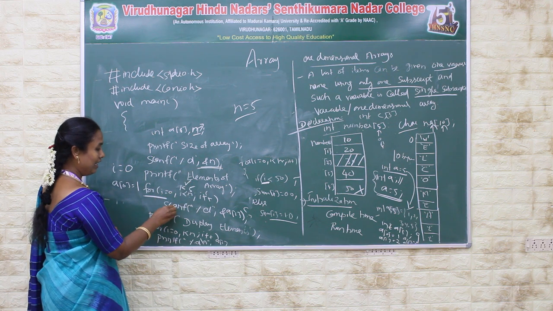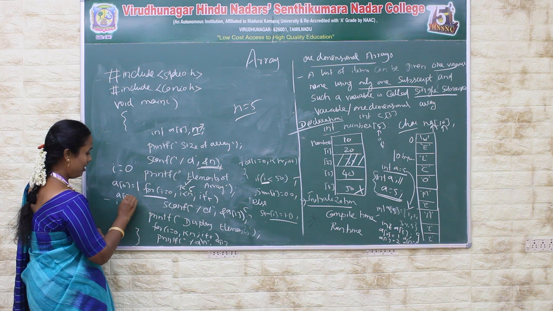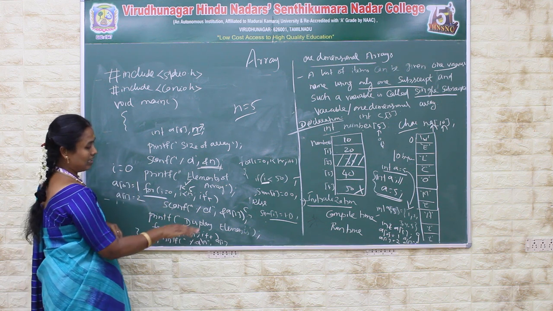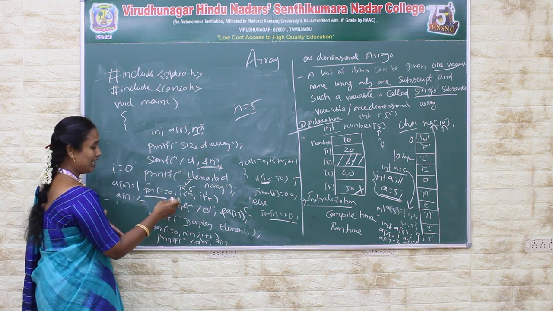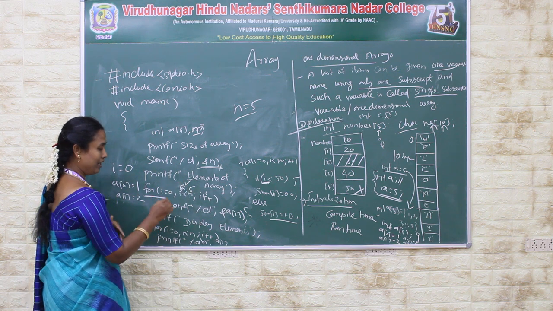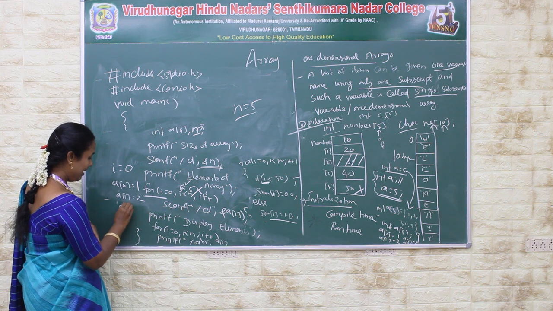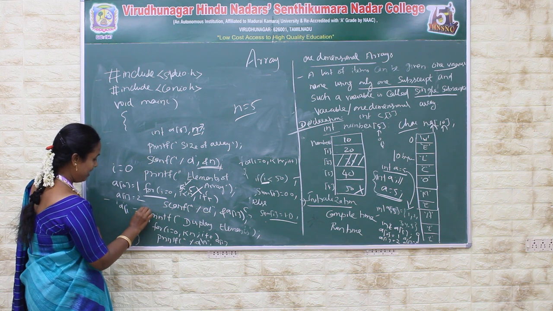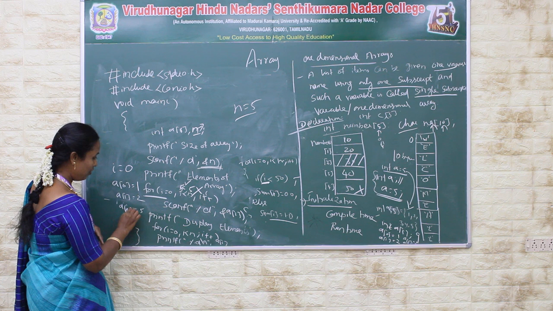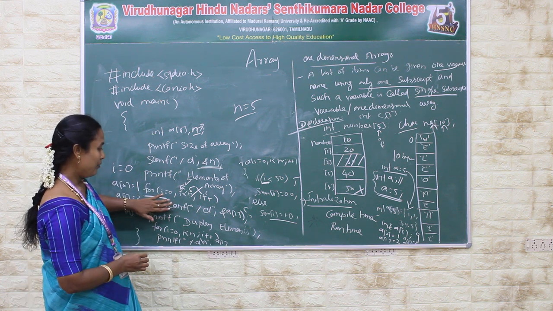Again the loop goes on getting input from the user. So a of 1 equals 2. Like that, until the condition is true, the elements can be taken. When the condition is false, when the value of i is not less than 5, only at that time the condition is false. So we can get elements until 5 elements, index 0 to 4. So this is getting input from the user.